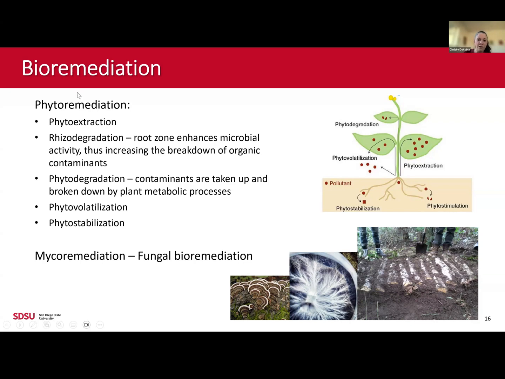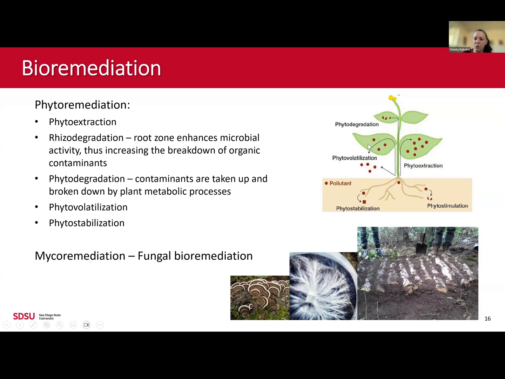We can have phytoextraction, which is just basically pulling that contaminant up into the plant material. It doesn't break it down, but it does kind of sequester it in the plant material. And then if you want to remove that contaminant from the environment, you have to simply remove the plant material. And then the plants have helped you extract that from the environment.